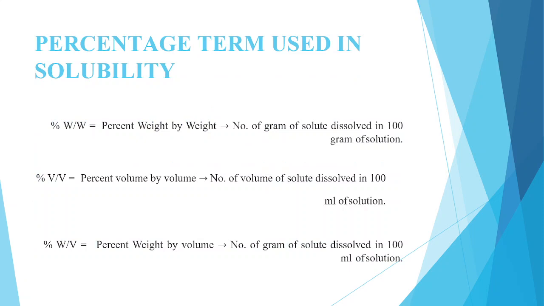Now let us see the percentage terms used in solubility. This is the symbol you might have seen when you prepare any solutions: we use percentage weight per weight, percentage volume by volume, or percentage weight per volume. The first case, percent weight per weight, is the number of grams of solute dissolved in 100 grams of solution. The second one, percentage volume by volume, is the volume of solute dissolved in 100 ml of solution. The percentage weight per volume is the number of grams of solute dissolved in 100 ml of solution.